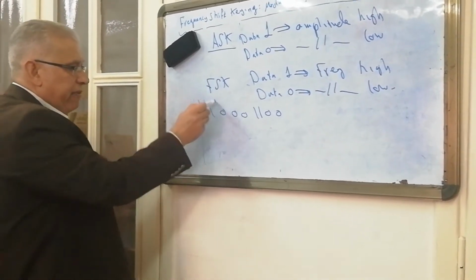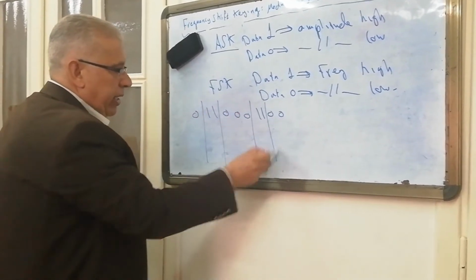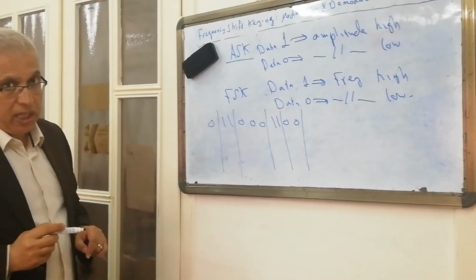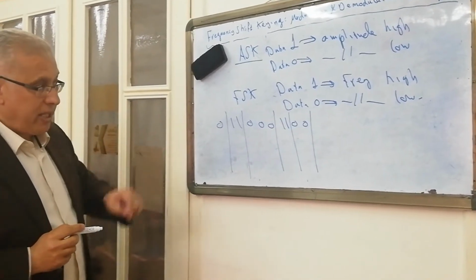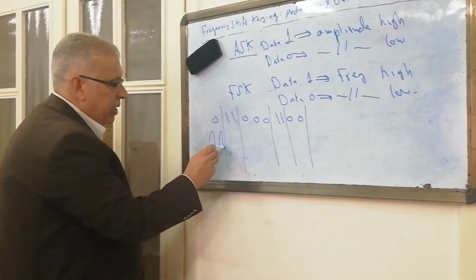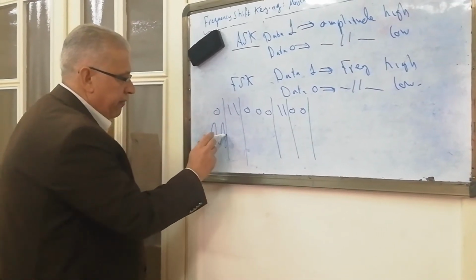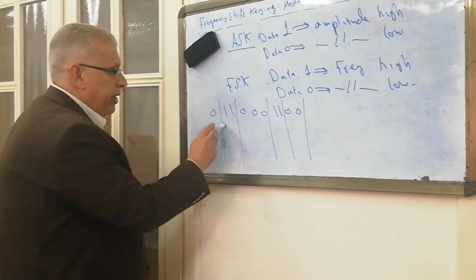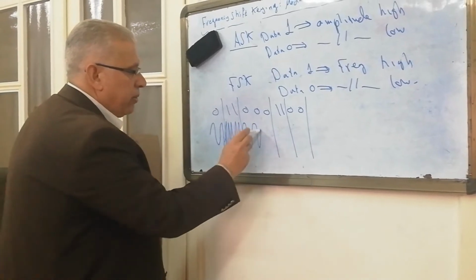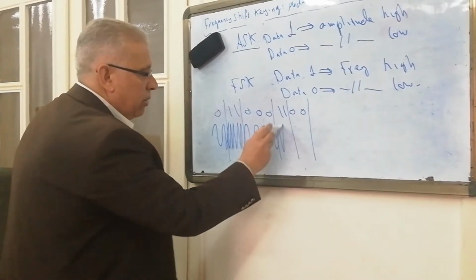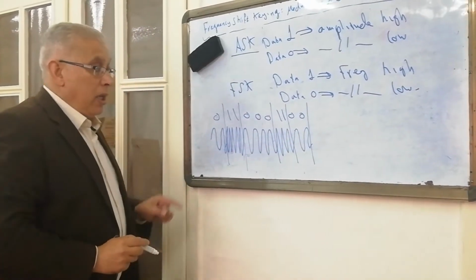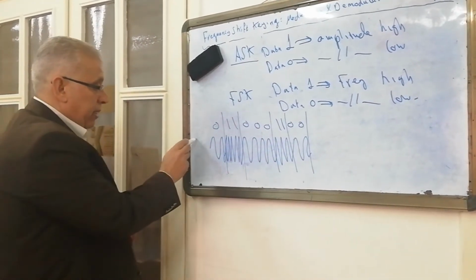So if we are talking about FSK here, if the data stream equals 1, the frequency is high. If the data stream equals 0, the frequency is low. If we are going to demonstrate this signal, in this case the frequency is low, here the frequency is high, and again low frequency. Here we are talking about high frequency, and then low frequency. This is the FSK modulated wave.